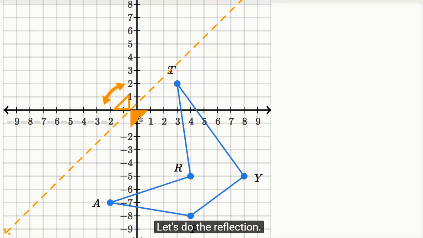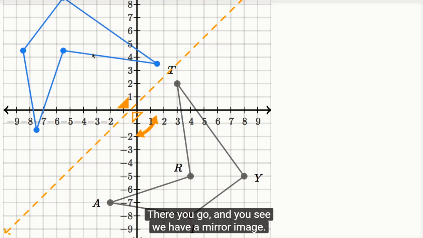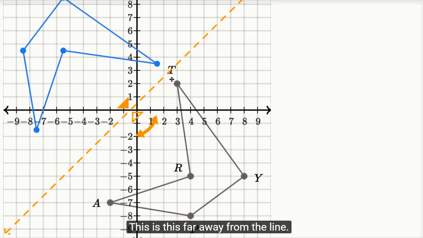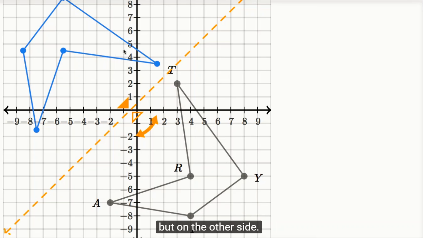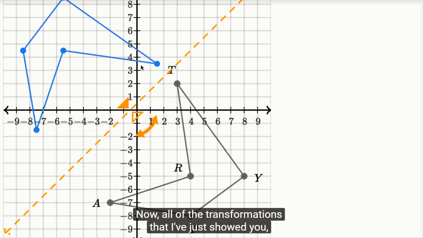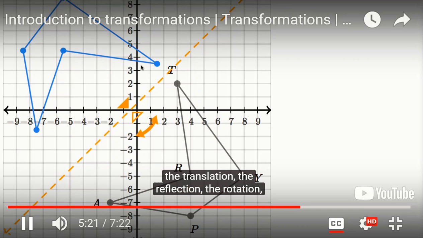And we could see that. Let's do the reflection. There you go. And you see we have a mirror image. This point is this far away from the line. This corresponding point in the image is on the other side of the line, but the same distance. This point over here is this distance from the line, and this point over here is the same distance, but on the other side.